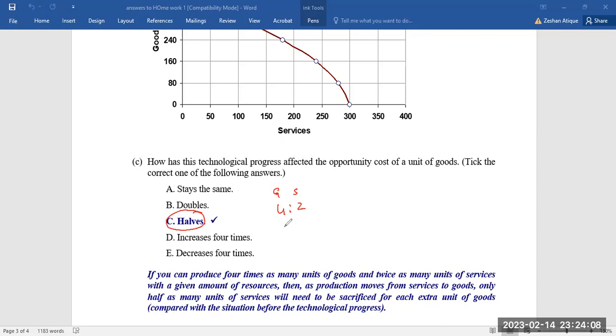Now if you want to transfer the resources from services to goods, you will need just half of the resources, because this is a half. Say the unit of labor and factor that can produce 2 units of services can produce 4 units of goods. So if you shift, you will basically have to sacrifice half of the services if you just want to produce 1 unit of goods.